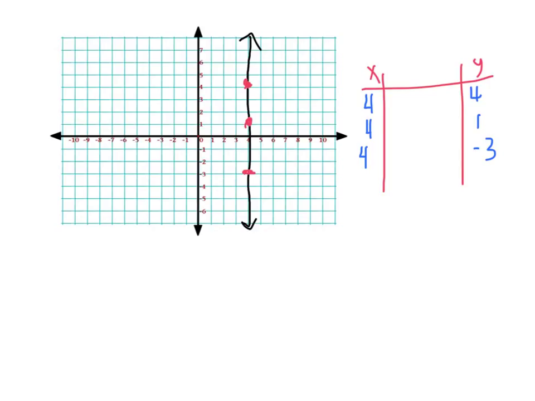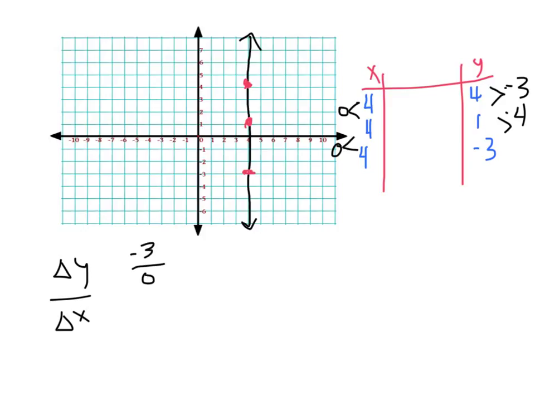Just like we would find any equation, I'm going to do delta y over delta x. So I'm going to write these over here, my delta y's over delta x's. From 4 to 1, I'm subtracting 3. From 1 to negative 3, I'm subtracting 4. From 4 to 4 is 0, and 4 to 4 is 0. So now when I'm doing delta y over delta x, I have two different ones: negative 3 over 0, and negative 4 over 0.